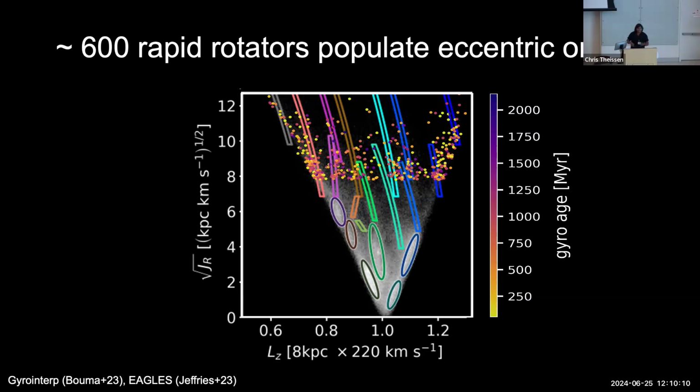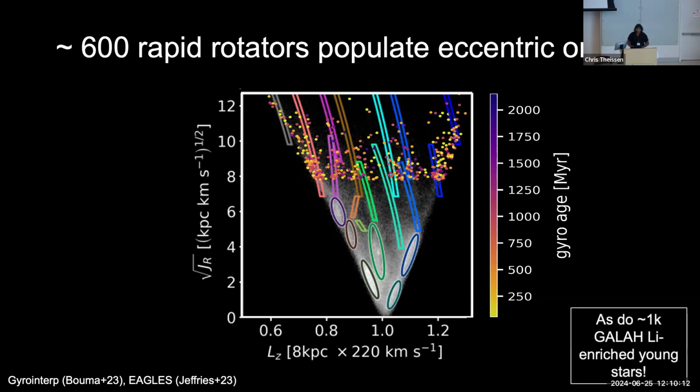The answer is yes. So we also, kind of throwing it back to yesterday's lithium session, have a number of stars that had GALAH lithium equivalent widths, so we're able to get lithium-based ages as well. And we kind of see the same thing. So we see lithium-enriched stars both in wrinkles and outside of wrinkles.